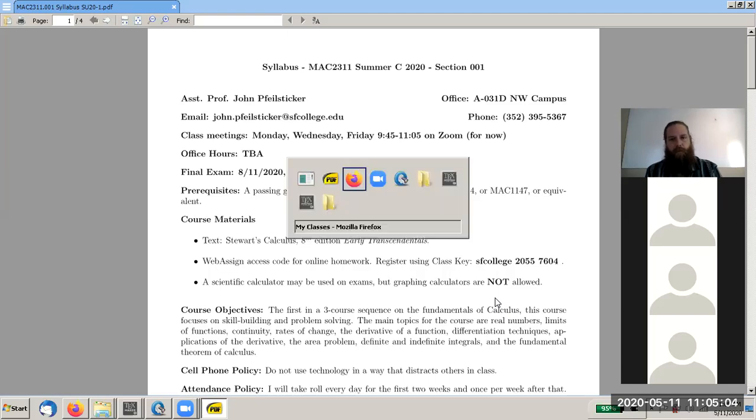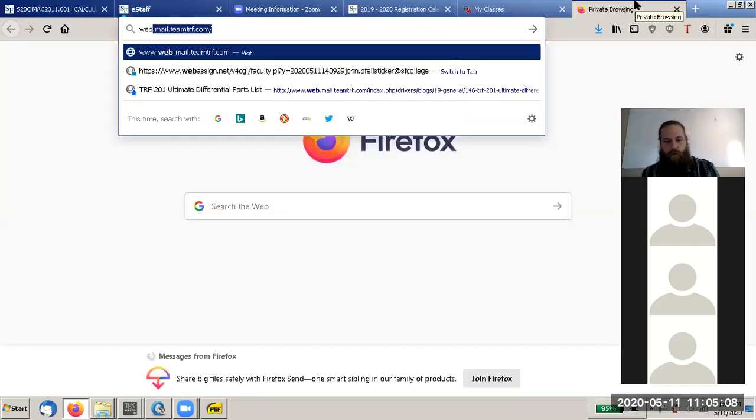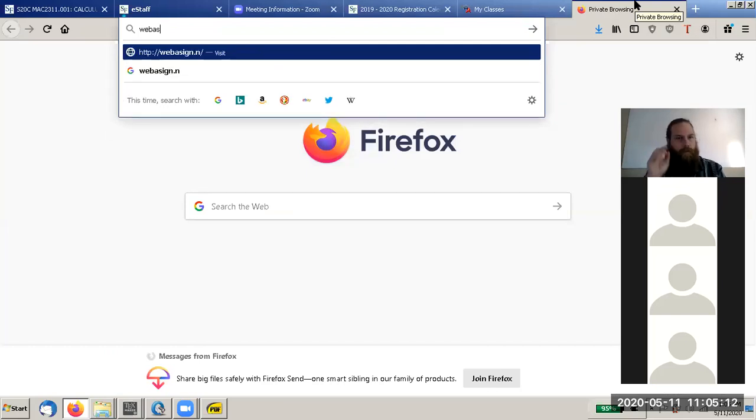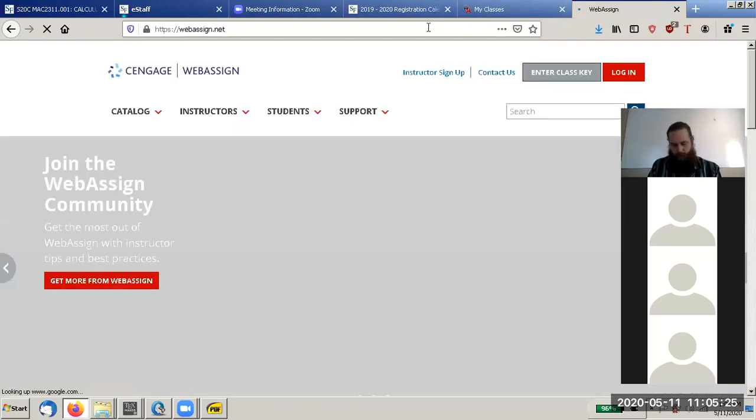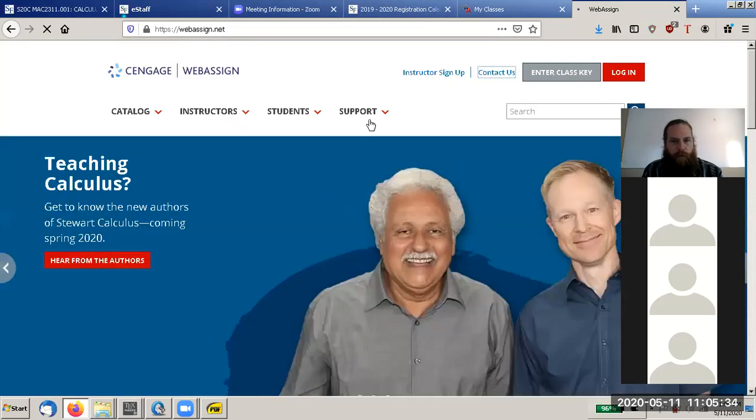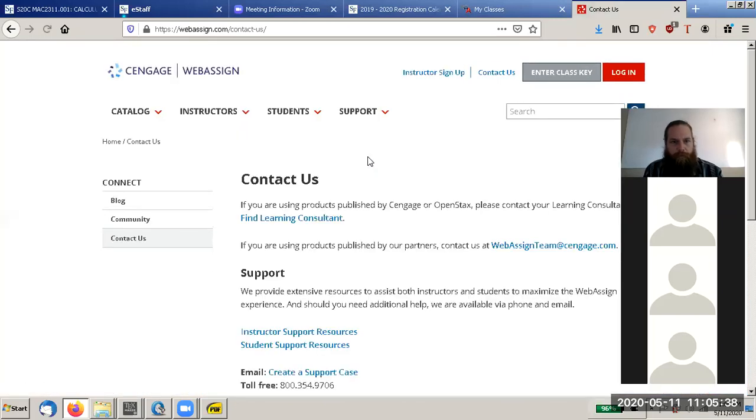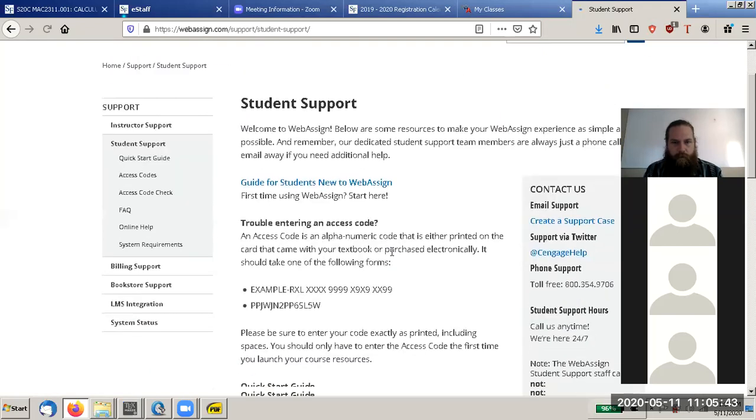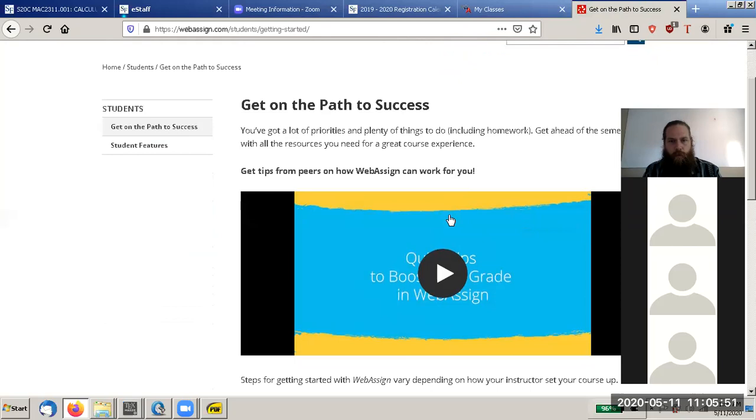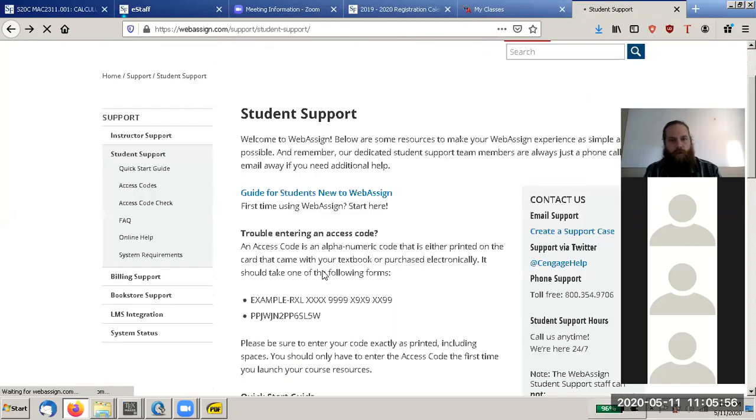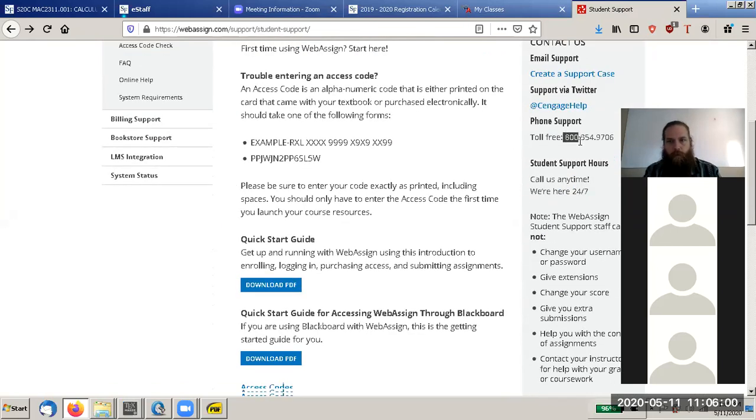So I think Cengage has some help options. If we just go to webassign.net and look at the login page, we should have, yeah, if you go to contact us, or maybe even just to support here, instructor support, student support. Yeah, so they do have a guide here that might be useful. And if you're having a hard time getting things to work, having watched this guide, you could also call them on the phone and they should be able to walk you through getting registered.